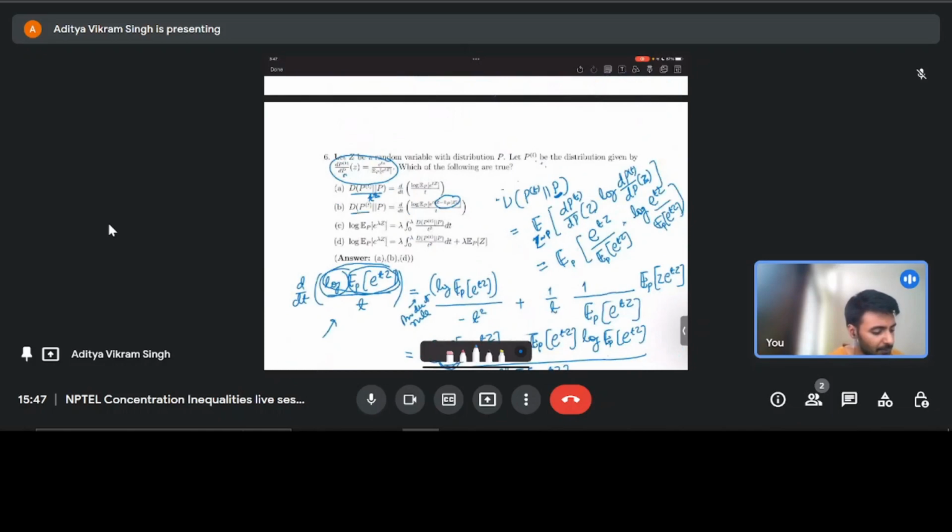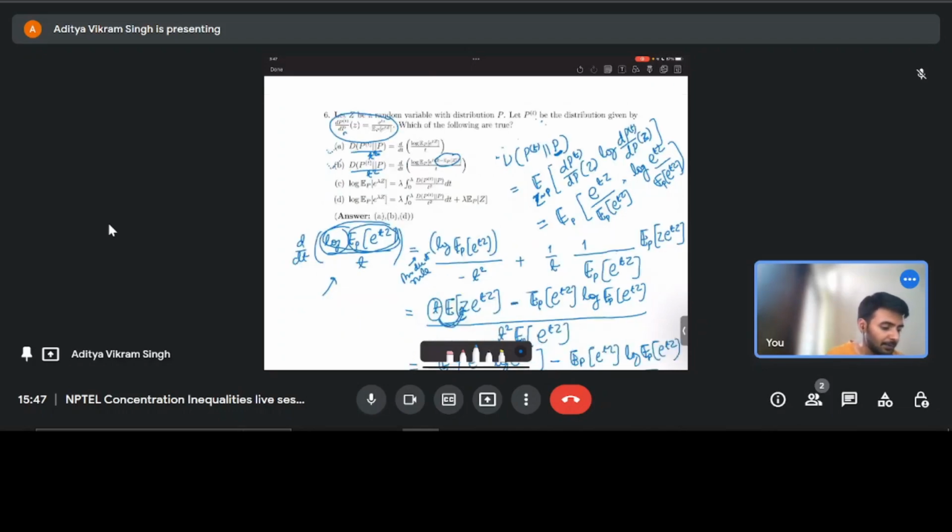Again, B is true if you include this t square factor, which I think is a typo. I don't know if there's a typo on the portal, but at least in my version there's a typo. So I'll put a tick mark like this, subject to typo. This is correct.